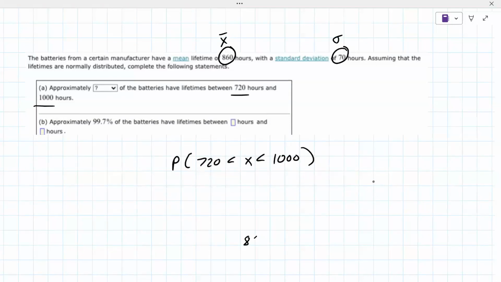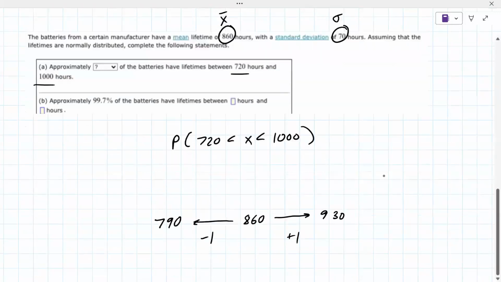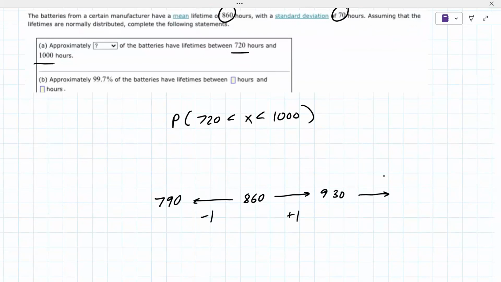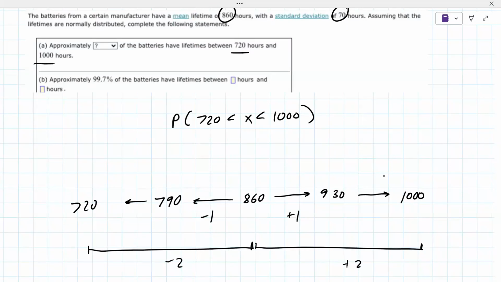So imagine 860 is in the middle, and if we go out 70, that's 930, and go left 70, that's 790. That's one standard deviation. And then if we go out another 70, that's 1,000, and in the other direction, that's 720. That's two standard deviations away. Do you see how I'm getting that? The 70 is the standard deviation.